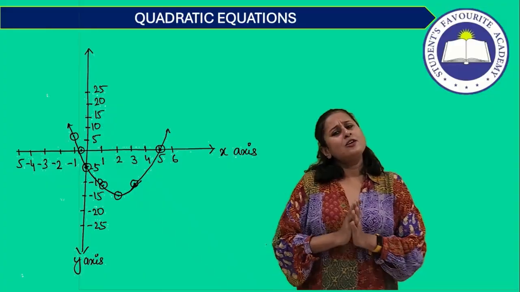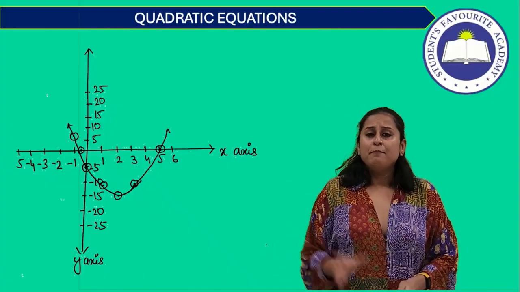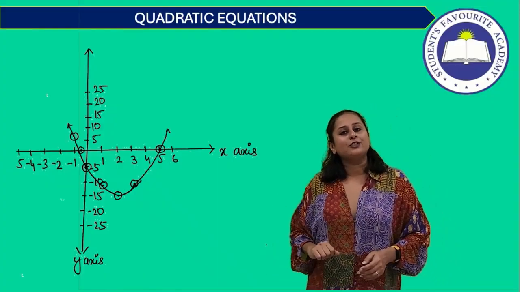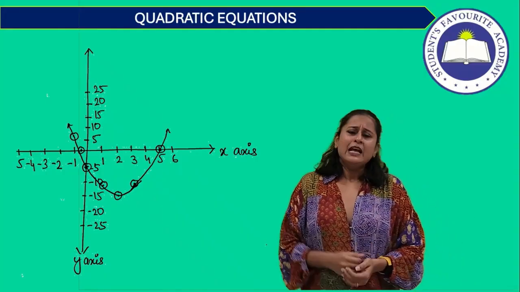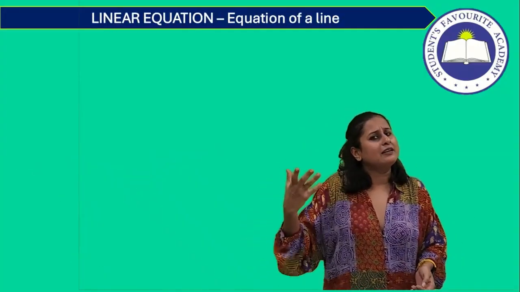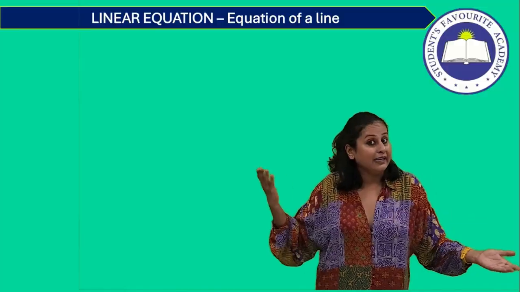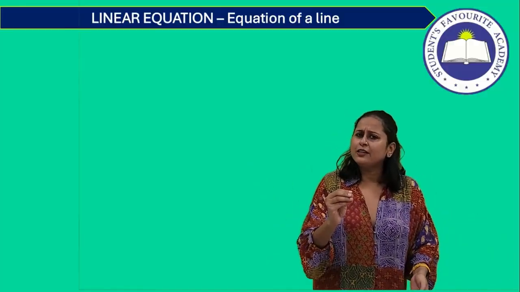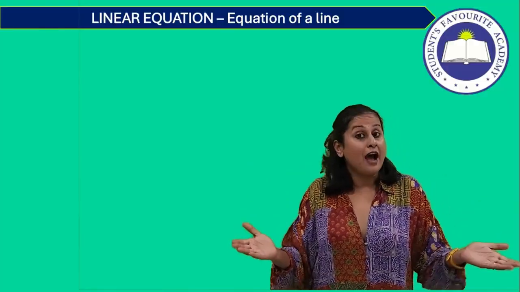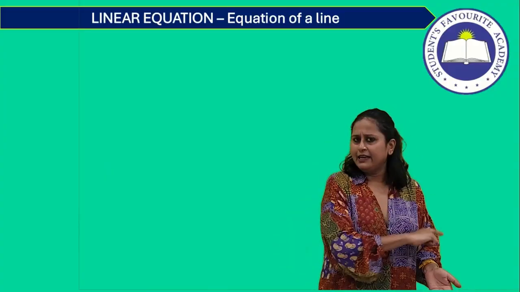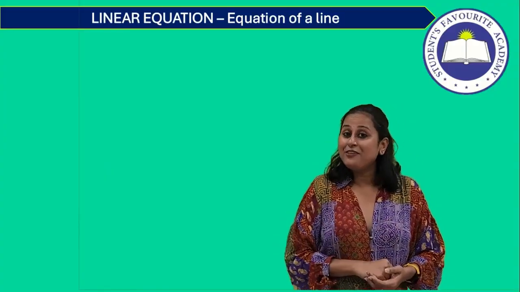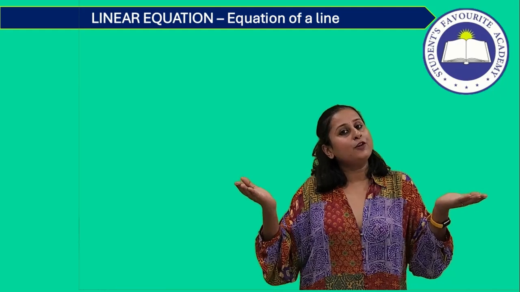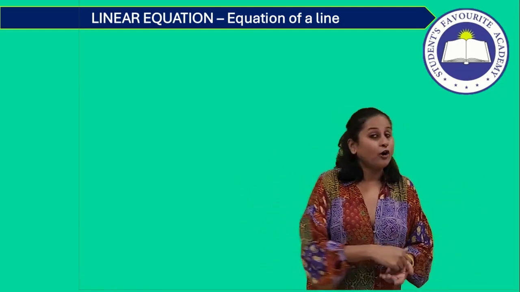So what is a quadratic equation? Before understanding a quadratic equation, we have to understand what a linear equation is. The word linear is associated with a line. So a linear equation, when plotted on a graph, will give me a line. We have done this in our 9th standard in coordinate geometry, where we used to get the equation of a line and we had to plot it.